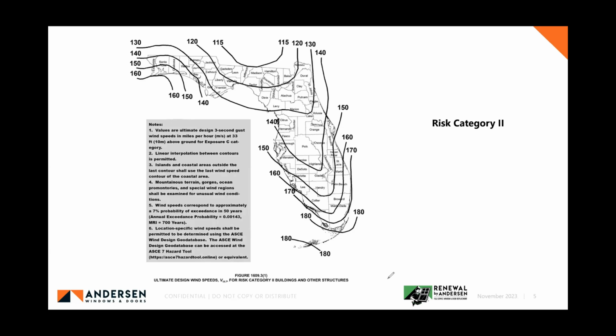Over in the Panhandle, though, things look a little bit different, right? In this area right here, things look a little bit different than they did before. And we'll look at a close-up of that in a few minutes. So that was risk category 2.